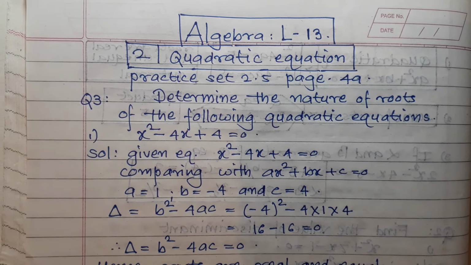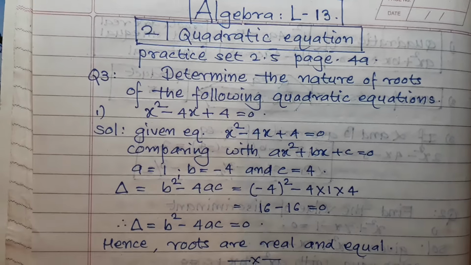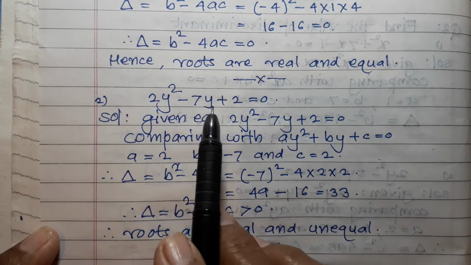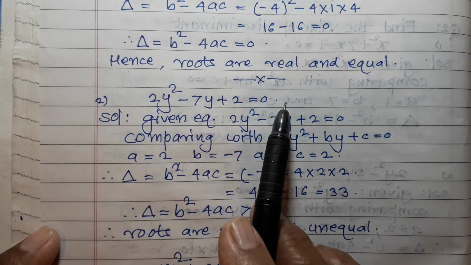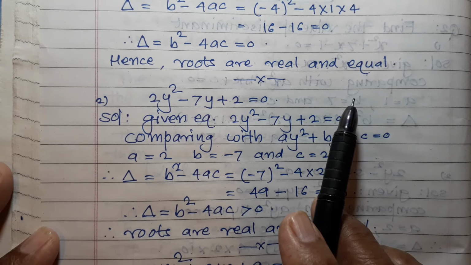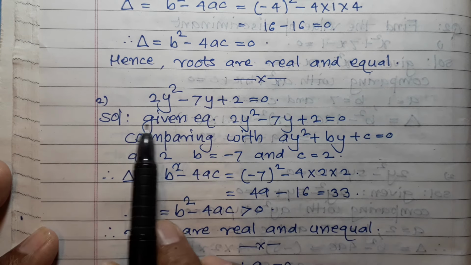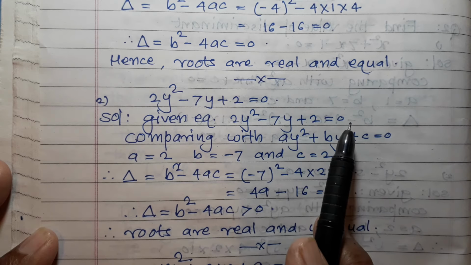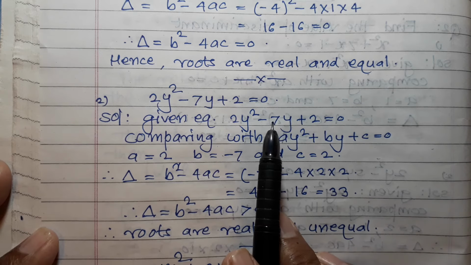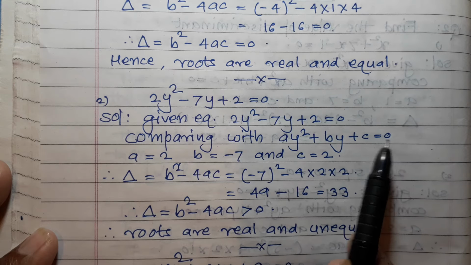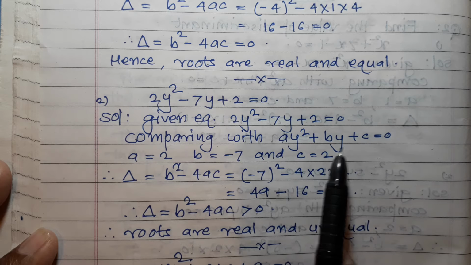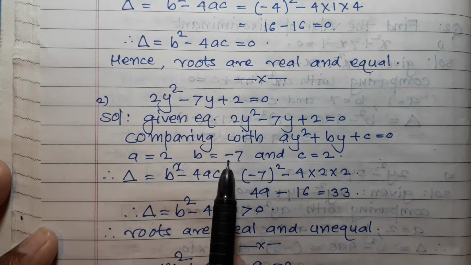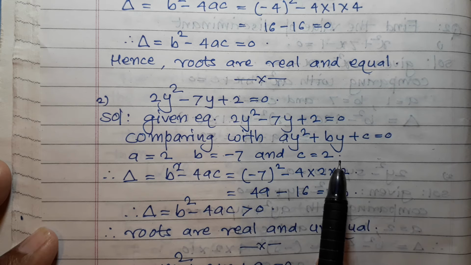Okay. Question number 2. 2y square minus 7y plus 2 is equal to 0. This is the quadratic equation given. Write your solution. Given equation 2y square minus 7y plus 2 is equal to 0. Compare this equation with the standard form of quadratic equation ay square plus by plus c is equal to 0. a is equal to 2, b is equal to minus 7 and c is equal to 2.